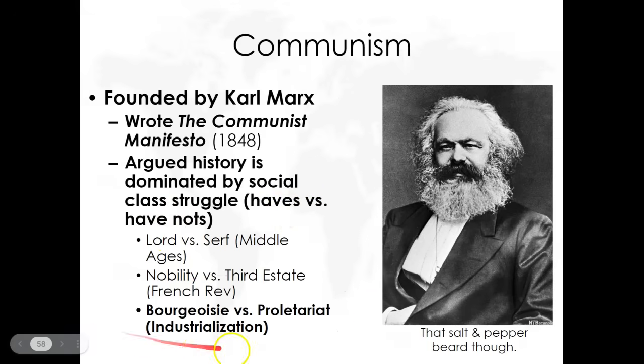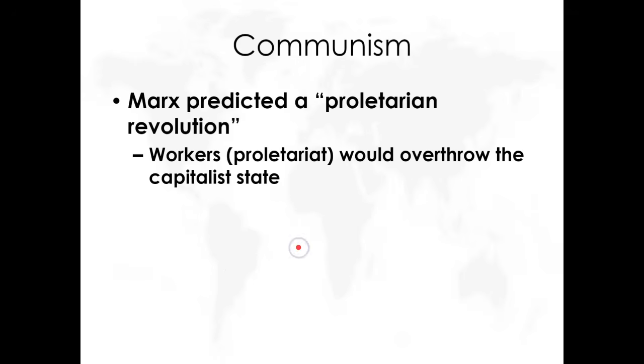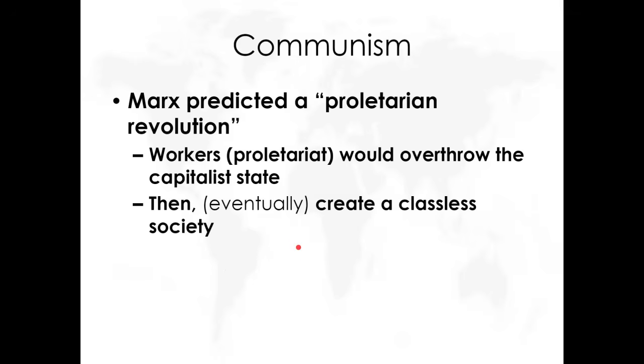So when we look at the Industrial Revolution, we have the bourgeoisie, the middle class, those factory owners, versus the people working in the factories, the working class. He called them the proletariat. And he said, when that difference between the rich and the poor gets so big, there will be a proletarian revolution, where the working class, the proletariat, overthrow capitalism, overthrow the middle class.